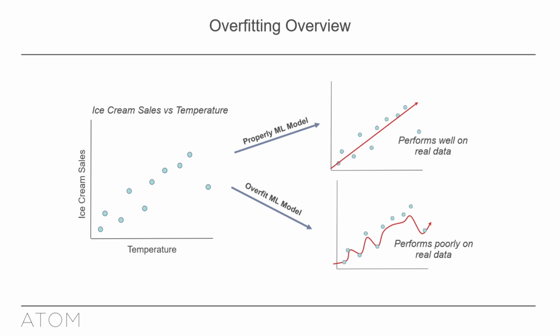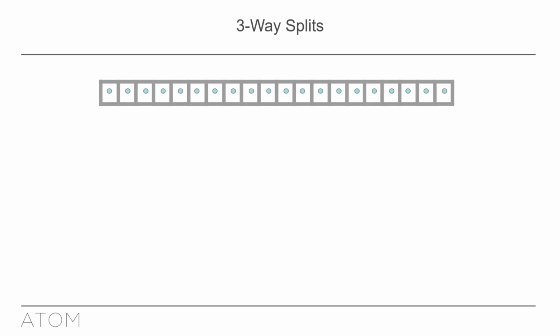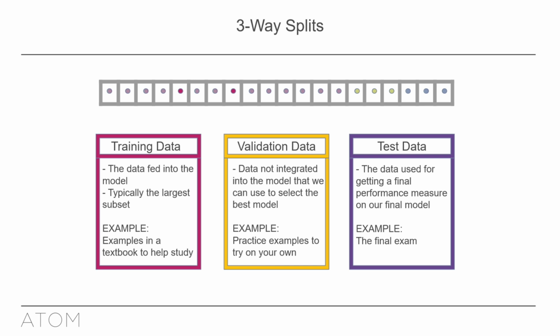There are two popular methods that AMPL supports to combat this overfitting: three-way splits and k-fold cross-validation. Today we'll be talking about the three-way splits method. In three-way splits, we'll take the data that we curated in tutorial 1 and split it into 3 different subsets: training data, validation data, and test data.